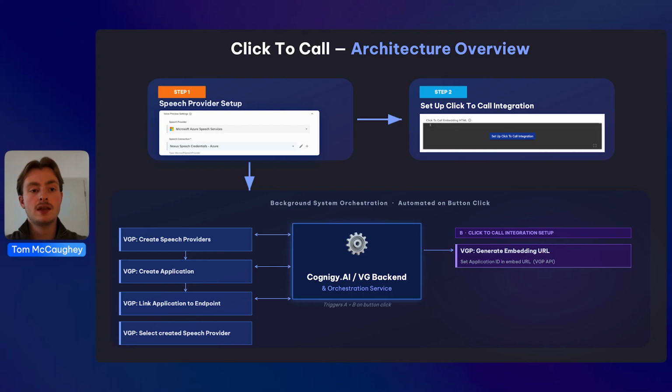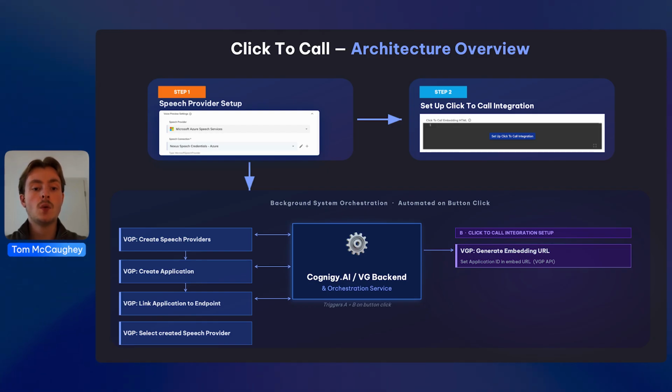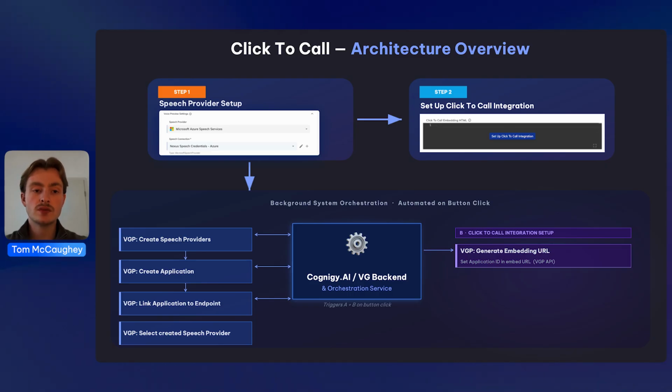Now with this new click-to-call architecture, we make it a lot more simple for you to get started. As you saw in Cognigy AI, the only 2 things you need to set up are the voice preview settings, the speech provider, and then in the endpoint, set up click-to-call integration with 1 click. Now, what happens in the backend when you hit that set up click-to-call integration button is that we in the portal create the speech provider, create the application, link the application to the endpoint, and also select the created speech provider that you created in the voice preview settings.